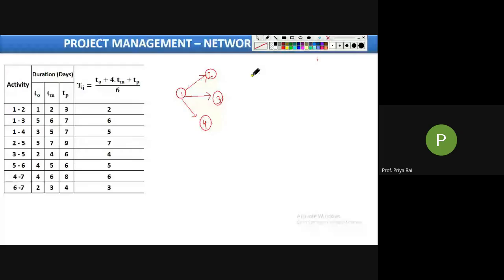Then comes 3 to 5. So it will be like this. Then comes 5 to 6. Then comes 4 to 7. Suppose 4 to 7 like this. We will draw 4 to 7, so this is your 7. Then finally 6 to 7.